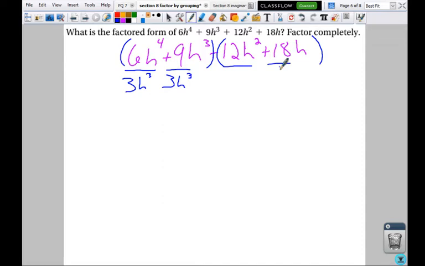Can I get a 4? 6. No. A 3. 6. Those are both correct, but I want the biggest number. But I'm not just taking out a 6. What else am I taking out? We're taking out an H. Because I have 2 H's and I've got a single H, so I can take out a single H from both of these. The first one equals the second one.